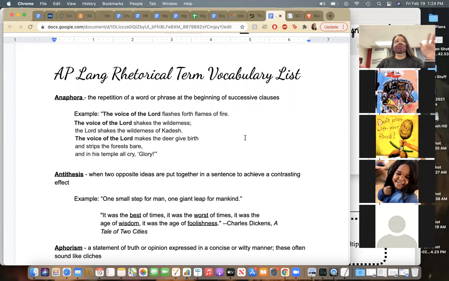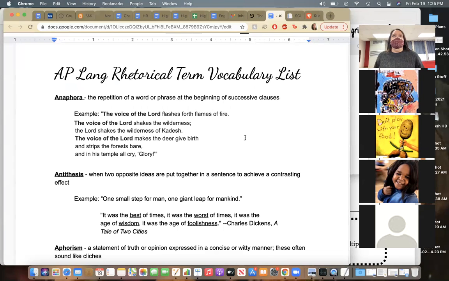So it's the repetition of that first little clause, and you can see that it helps establish this sense of repetition that makes it stick out more in the audience's or the reader's ear or eyes. This is a thing that gets used in speeches a lot.